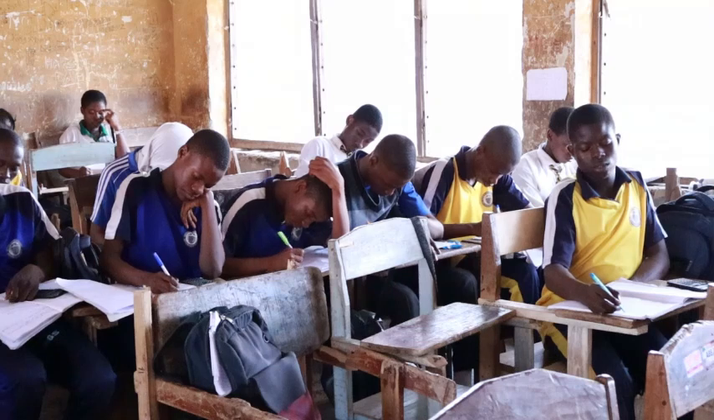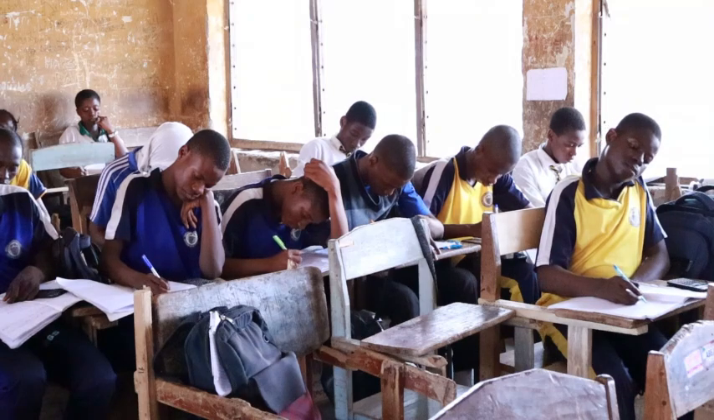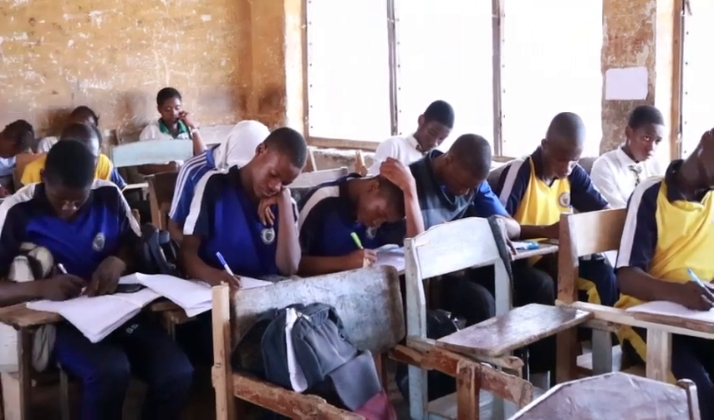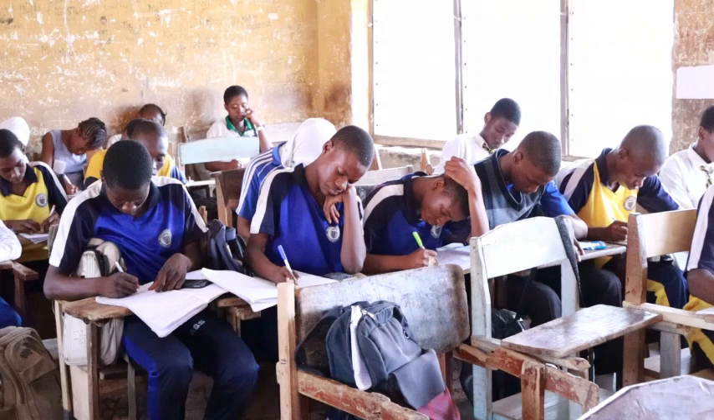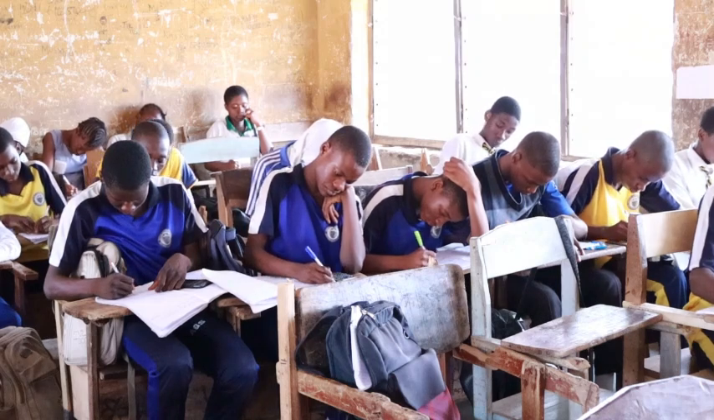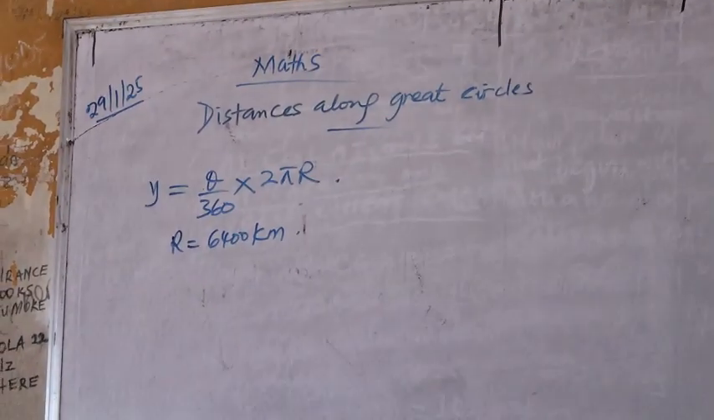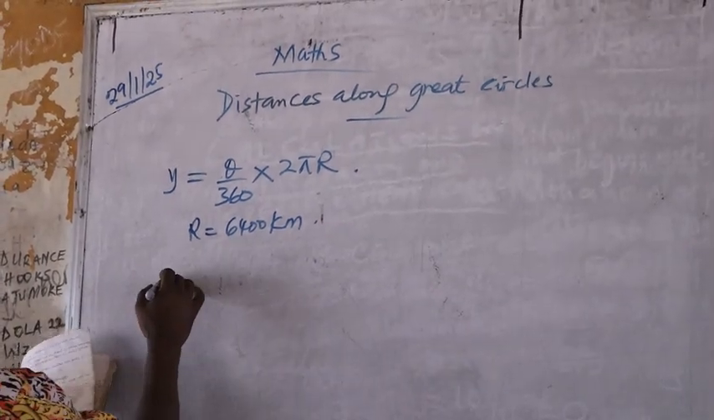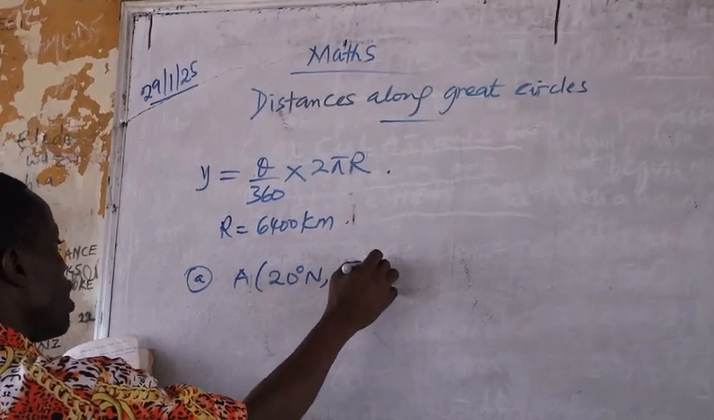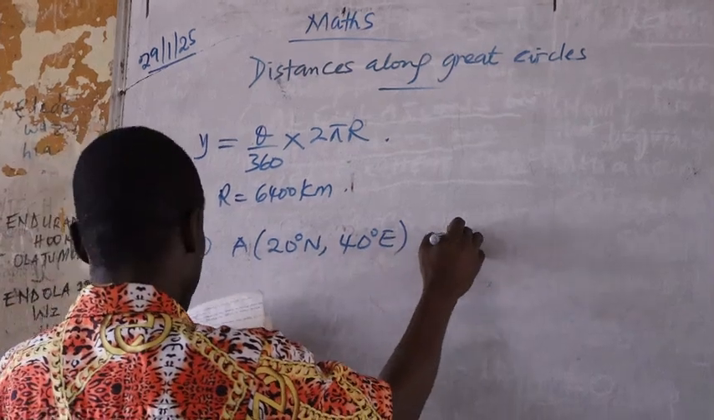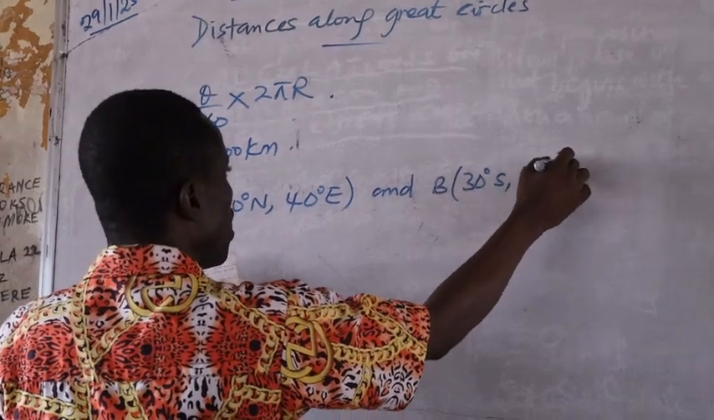Now, open the bracket, take pi equals 3.142, and radius of the earth, bigger R, equals to 6,400 kilometers. You know, that radius is constant, 6,400 kilometers. Now we have the following points. The first point that we have is capital A equals 20 degrees north, 40 degrees east. And B, we have 30 degrees south and 40 degrees east.